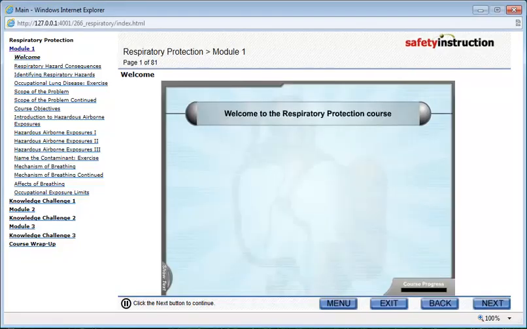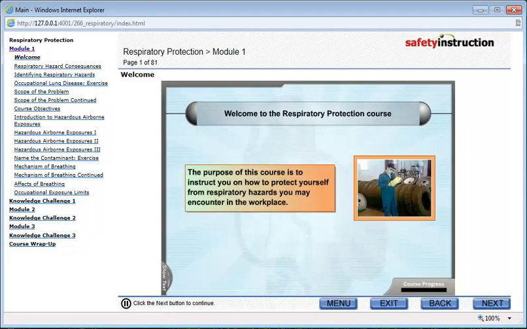Welcome to the Respiratory Protection course. The purpose of this course is to instruct you on how to protect yourself from respiratory hazards you may encounter in the workplace.